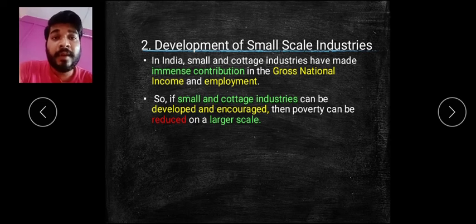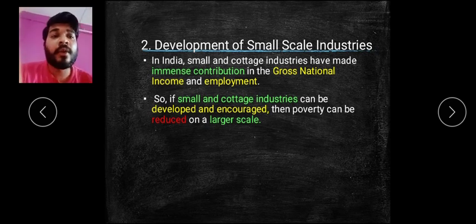So this small and cottage industry should again be given a reboost and should be developed at a higher scale, so that our national income also increases, unemployment decreases, as well as poverty decreases in the rural sector. So this was all about the second point, that is small scale industries.